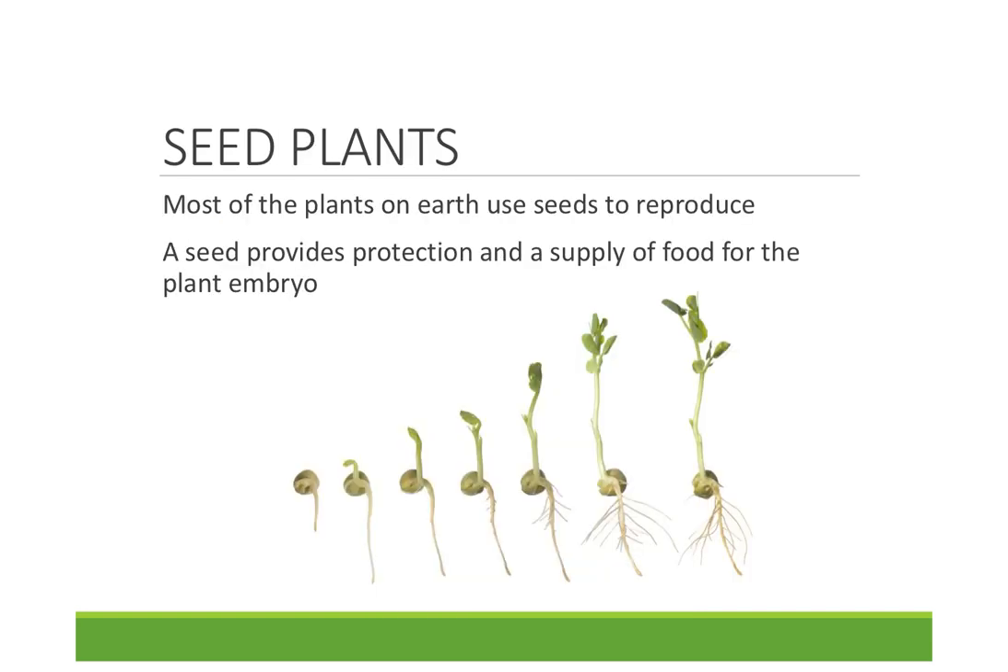And then we have the seed plants. Most of the plants on Earth are seed plants, so this is the most common way that plants reproduce. A seed provides both protection and a supply of food for the plant embryo, because there is a baby plant inside that seed, basically waiting for the right conditions to start growing again.